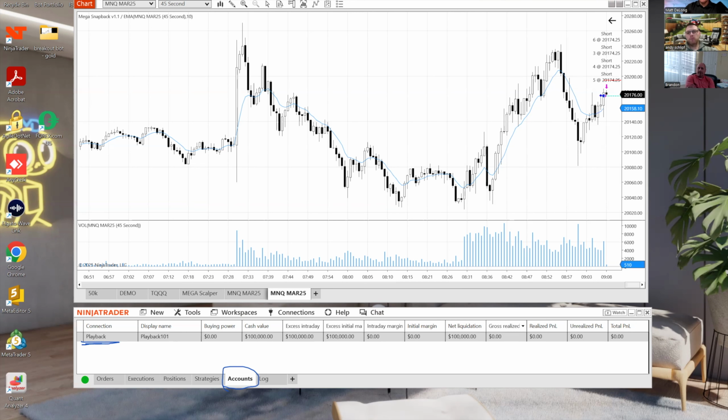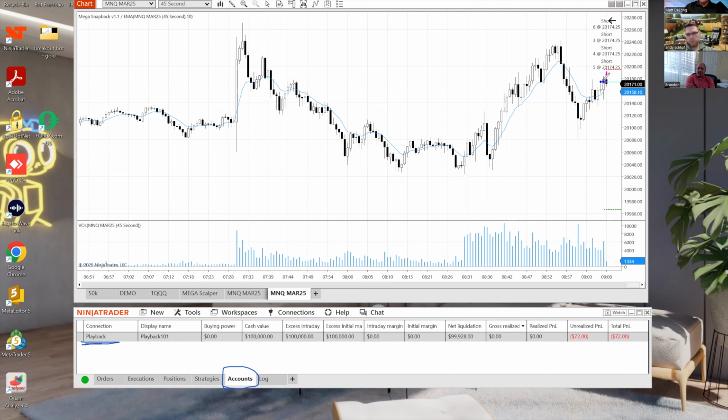So there we go. You'll see that blue dot. It broke above and it closed above, and so it went ahead and took a short trade, right? Almost got stopped out immediately, and so we went ahead and reversed. Remember, Snapback is the opposite of the ORB. So when it breaks above, we're going to get short, right? And we're going to watch this play out.